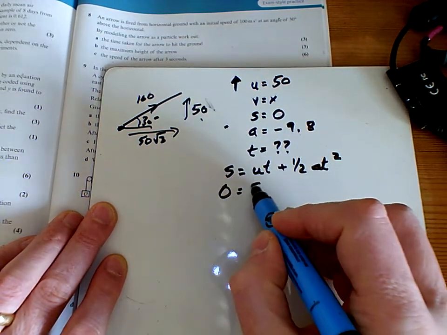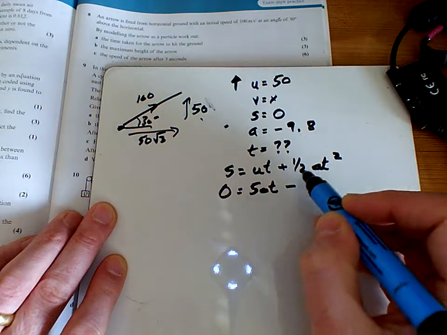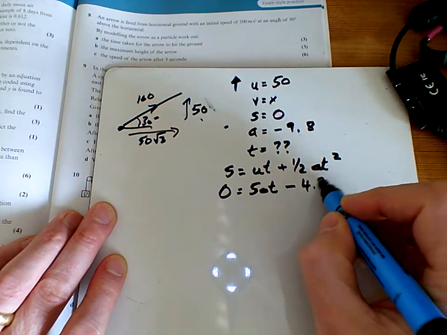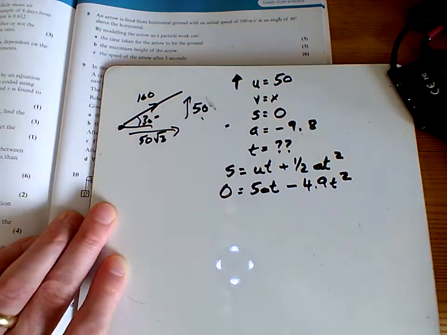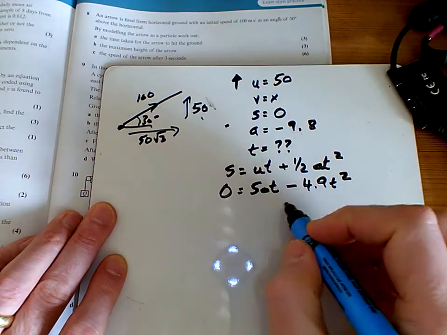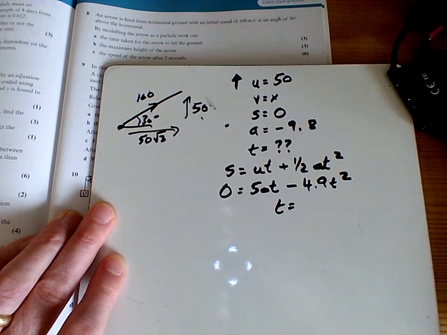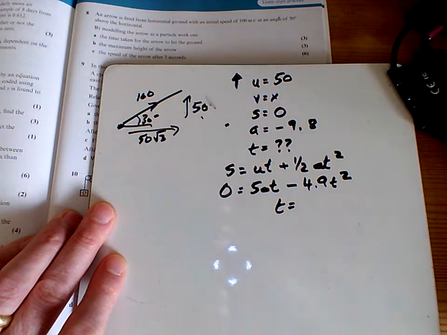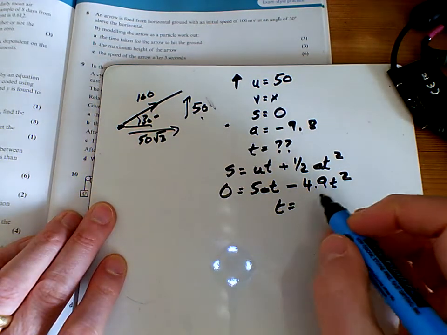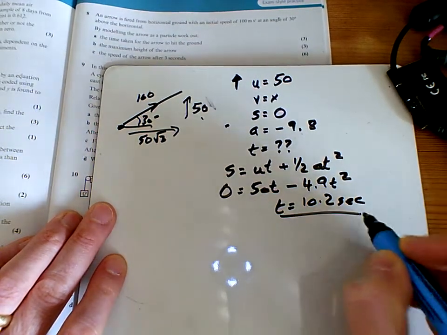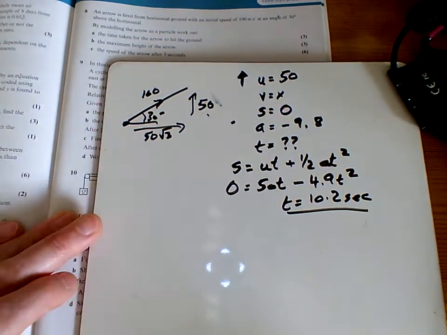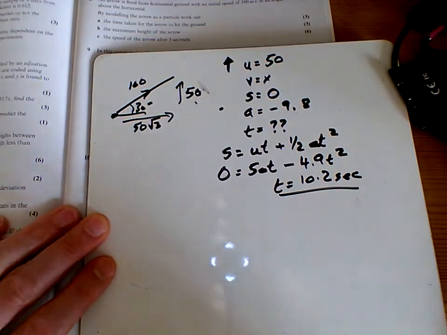Putting all these numbers in, half of 9.8 is 4.9 t squared. Factorize out the t, gives you that t is 0, that's where it starts, and the other t value, just tapping my calculator, is 50 divided by 4.9, which is 10.2 seconds. It takes 10.2 seconds to reach the ground.